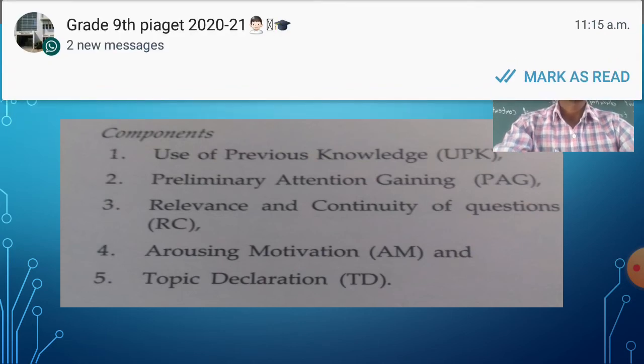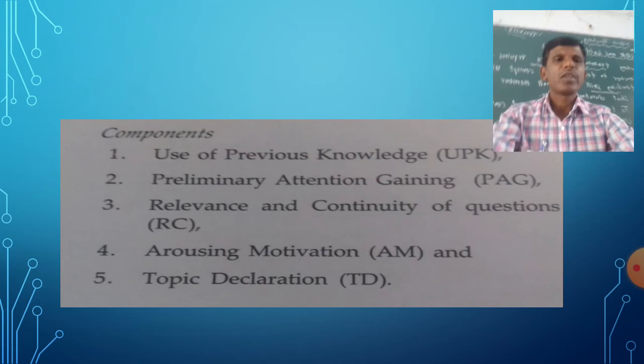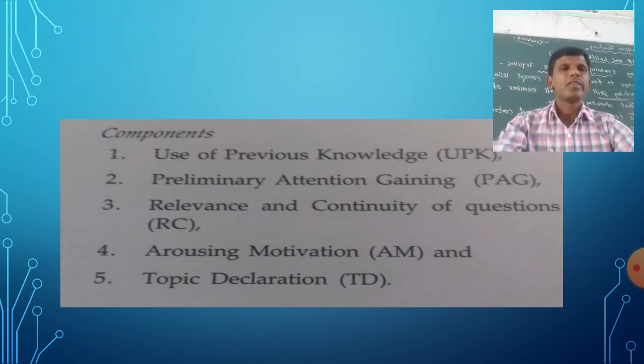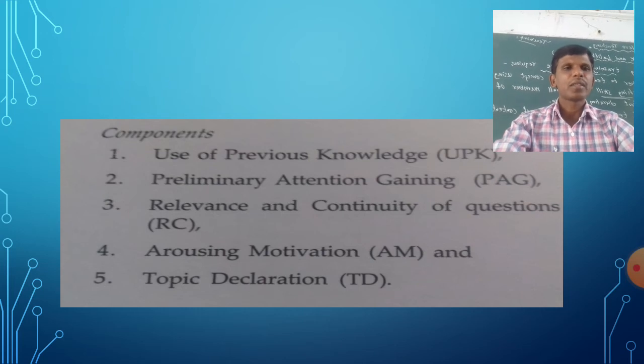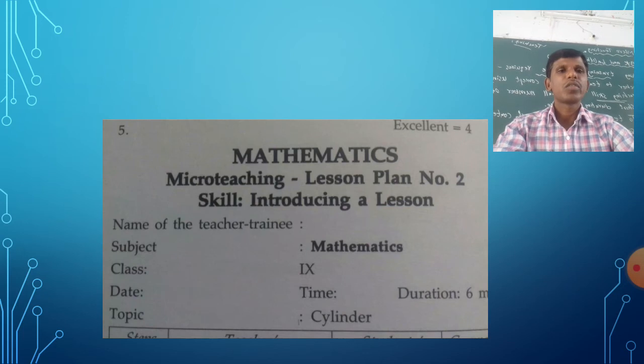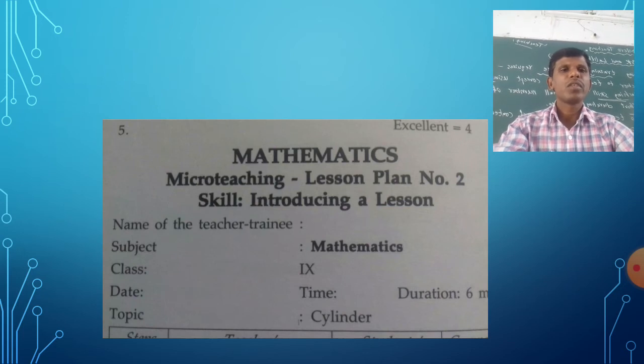So these are the 5 components to be covered when we are writing the lesson plan and when we are practicing the skill, when we are teaching in the classroom for your co-trainees. So this is what we are going to see. When we are writing this, we have to write the following headings.